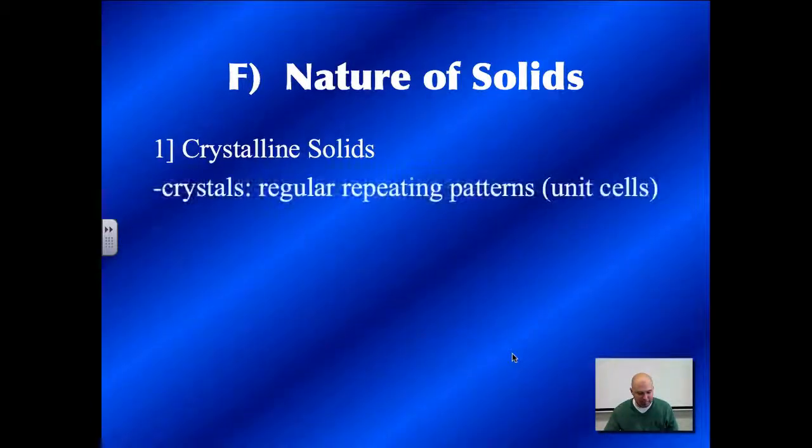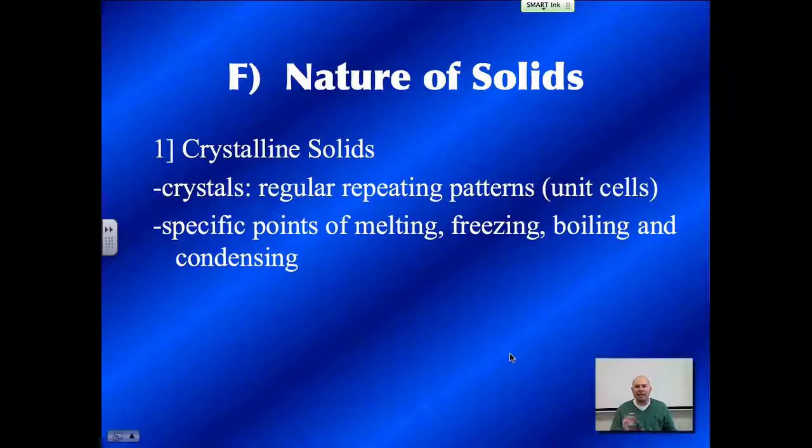And I want to finish by just quickly talking about the fact that anything that's made up of a unit cell, crystalline solids, they have specific points of melting, freezing, boiling, and condensing. And then again, melting and freezing are opposites, boiling, condensing are opposites. But any of these crystalline solids would have some of these. All right? Let's leave it at that for now.